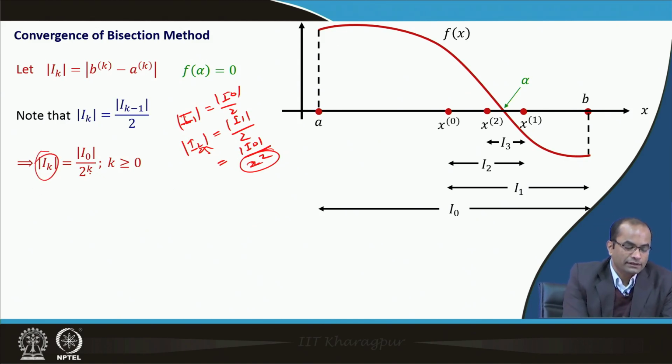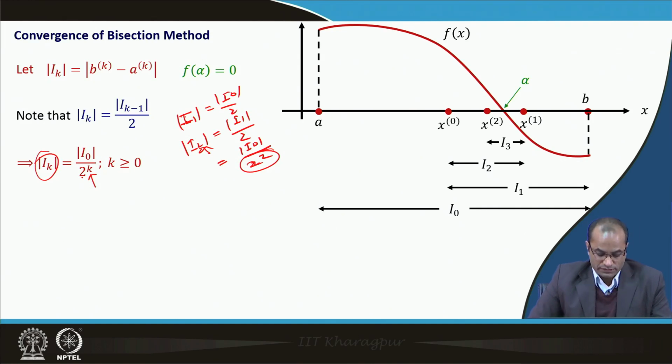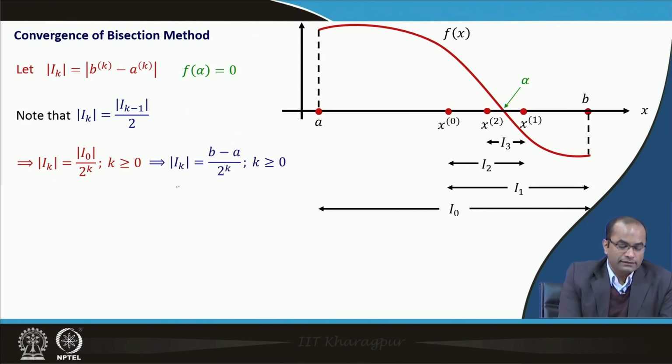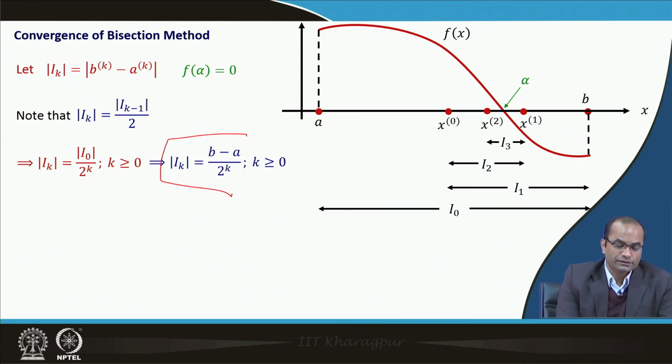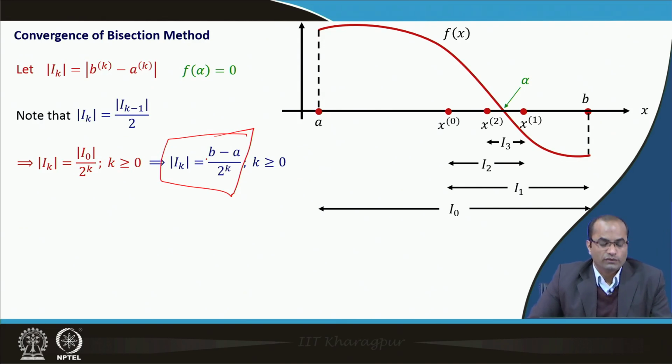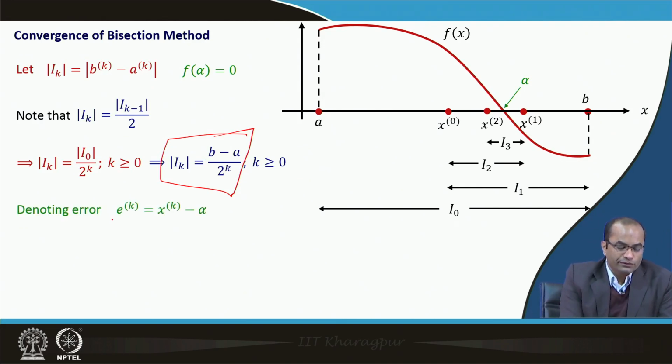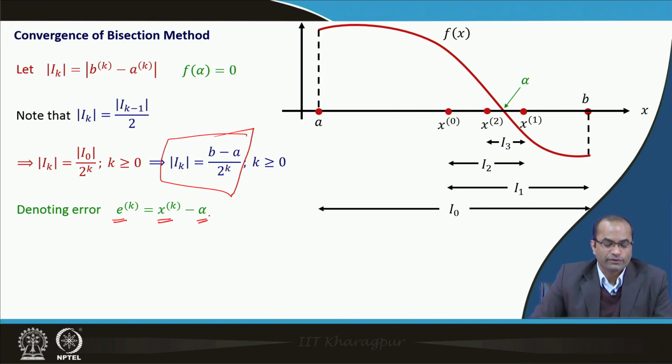So, I_k is given here by 2 power k with this I naught, and I naught is nothing but b minus a, that is the beginning interval. So, we have this relation that the length of this I_k is equal to (b minus a) divided by 2 power k. Now, if we denote the error by x_k minus the actual value alpha, where x_k is the approximate value and alpha is the actual value, this is the error E_k, which we denote by x_k minus alpha.